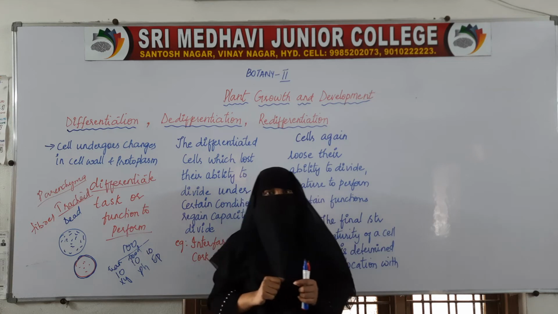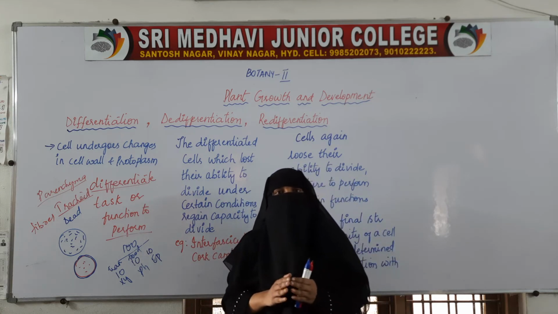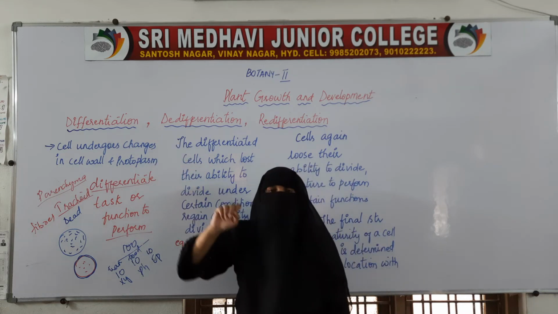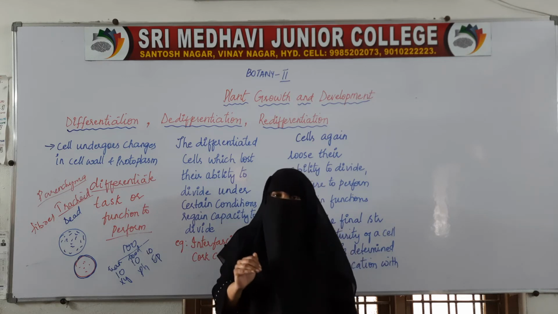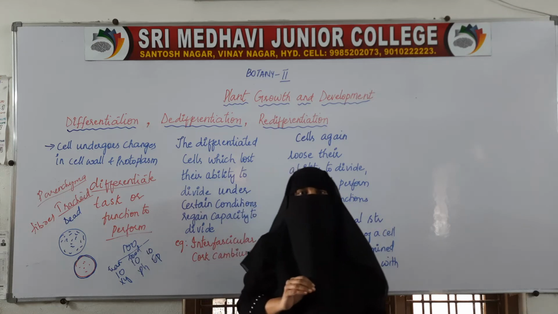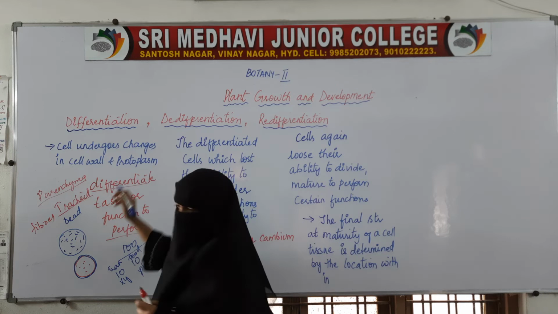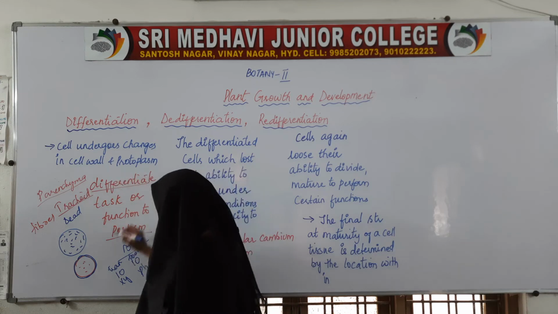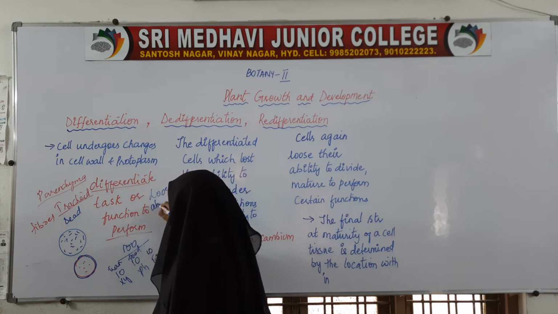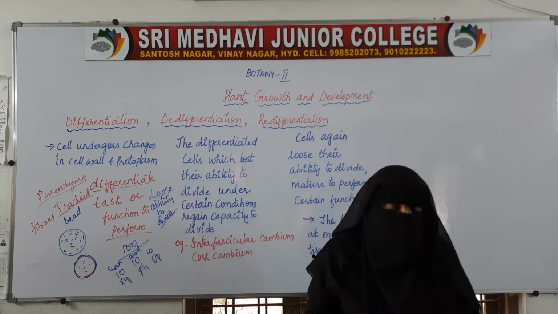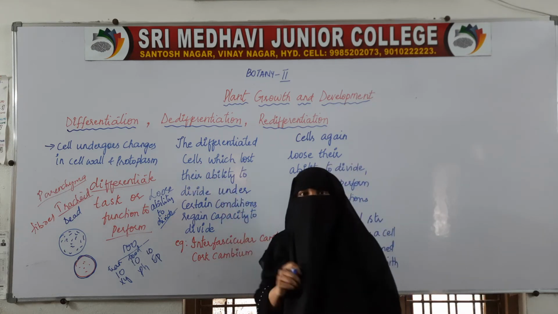Here when the cells differentiate, they lose their ability to divide. One important thing here is, after the cell is given a particular function, they will be carrying out that particular function only throughout their life, and they will lose their ability to divide. After the cell is differentiated, it will lose the ability to divide and matures. So that happens in differentiation.